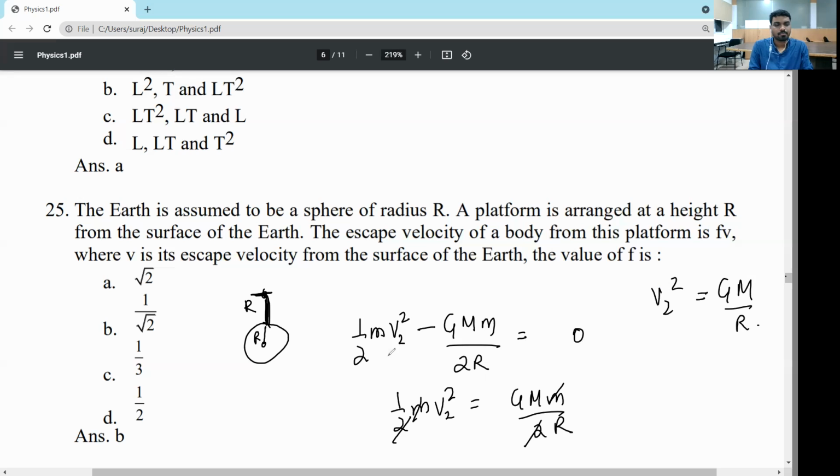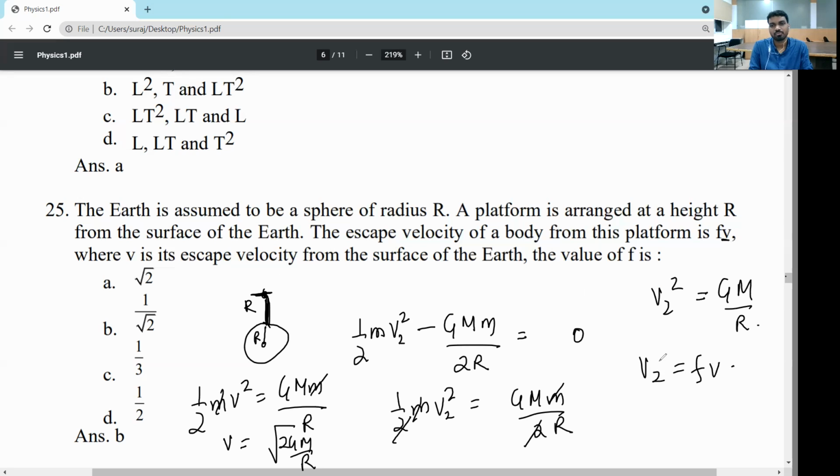Now, from the Earth, escape velocity is given v. From the Earth, escape velocity will be how much? Half m v square equal to GM by r. Yes. So v will be equal to, the 2 cancelled, root over 2GM by r. This is v. So v2 is given as f times v.